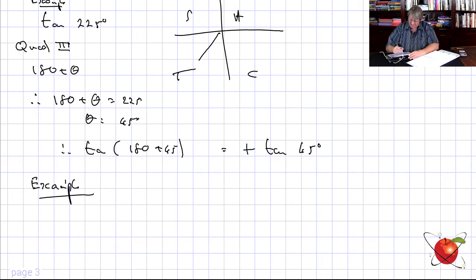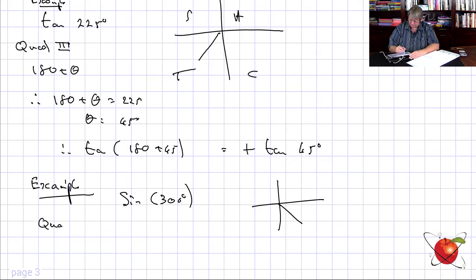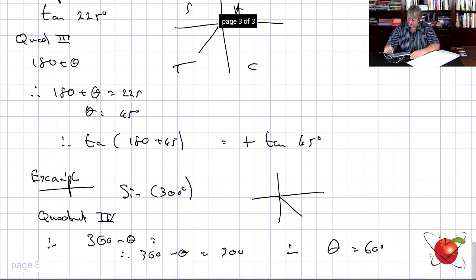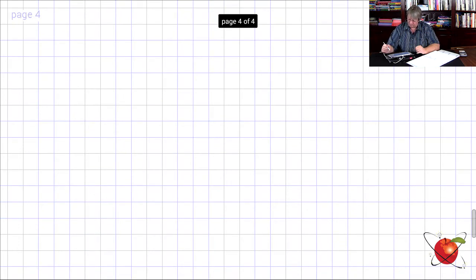Example. Let's say they ask us for the sine of 300 degrees. Step 1, I draw it. I see it's in quadrant 4. Therefore, it is in the 360 minus theta quadrant. Therefore, 360 minus theta must be equal to 300. Therefore, theta turns out to be 60 degrees. All right? Theta turns out to be 60 degrees.